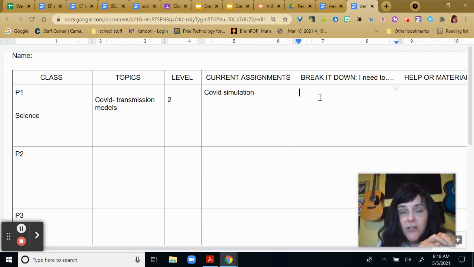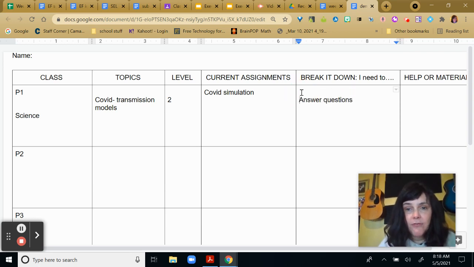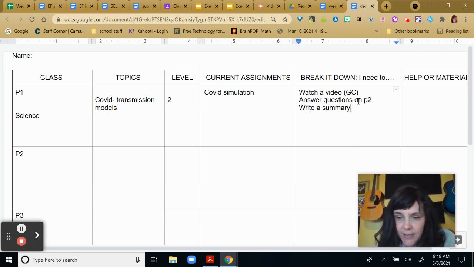specifically? So, for the COVID simulation, I need to answer questions. Actually, first, let's put it in order. First, I need to watch a video. And that's on Google Classroom. So I'll just put GC because I know where that is. And then I'm going to answer questions on page 2. And then we're supposed to write a summary of our understanding.